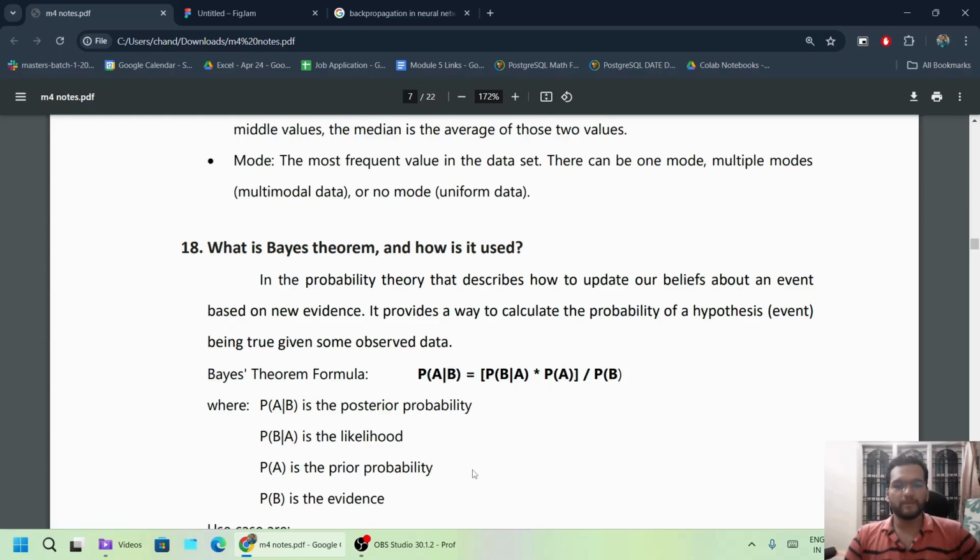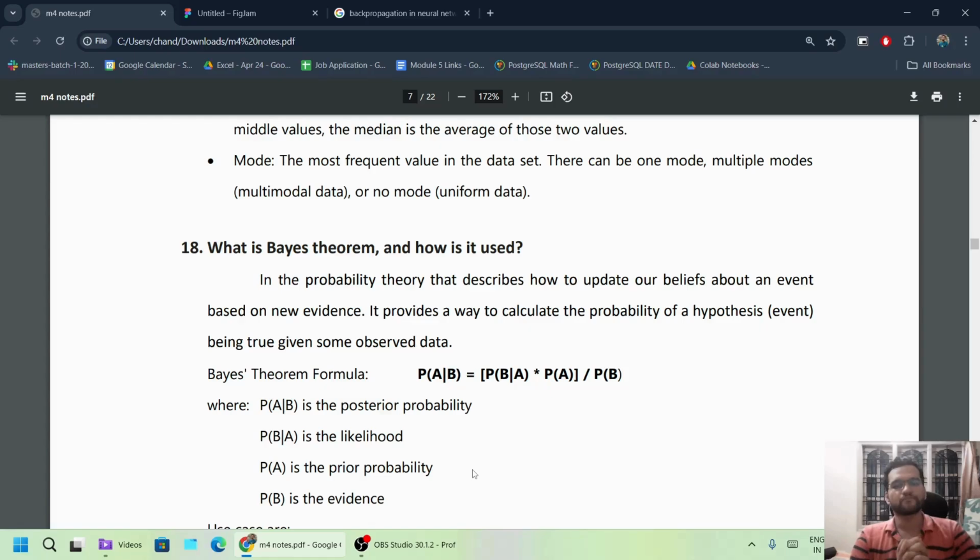P of A given B is equal to P of B given A into P of A divided by P of B. What is P of A given B? It is the posterior probability. That is the probability which we require. Probability of B given A.